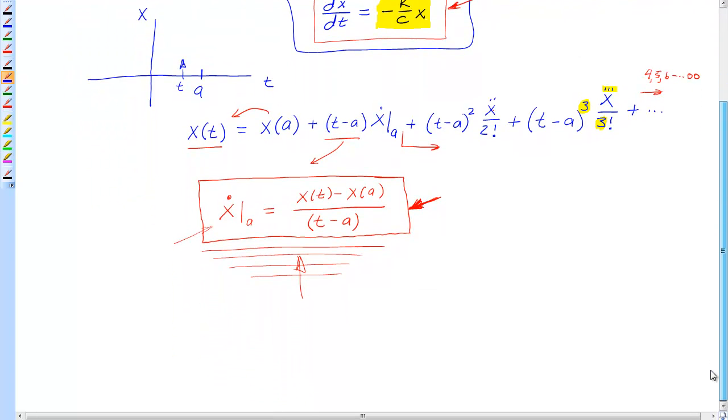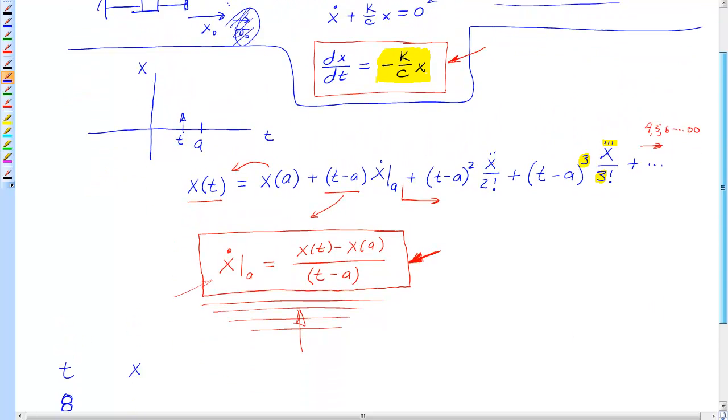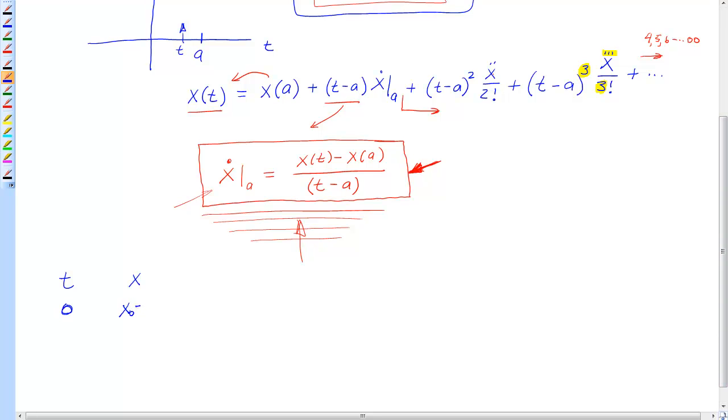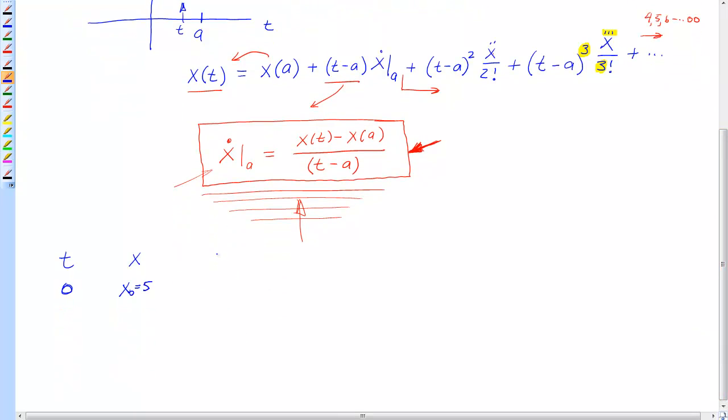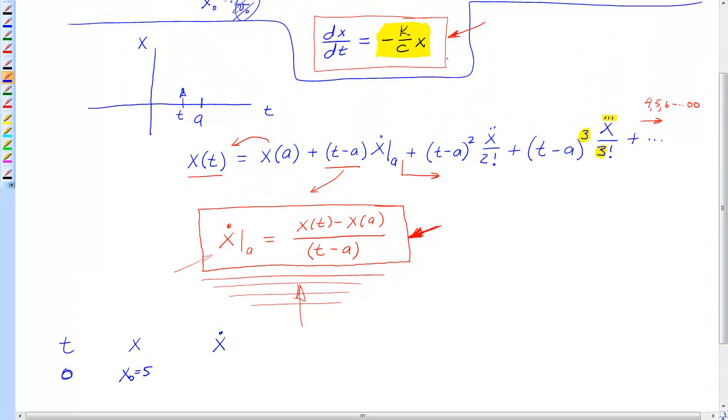So now let's build ourselves a little table. Our table has, first, time. Then we'll have our table say x. So this is pretty simple, the first row of this table. This will be x naught, and I'm just going to pick it as 5. The next thing I need to know is x dot. Now where am I going to get that?